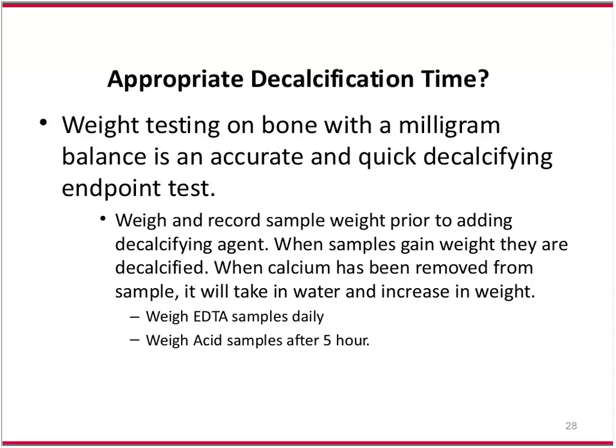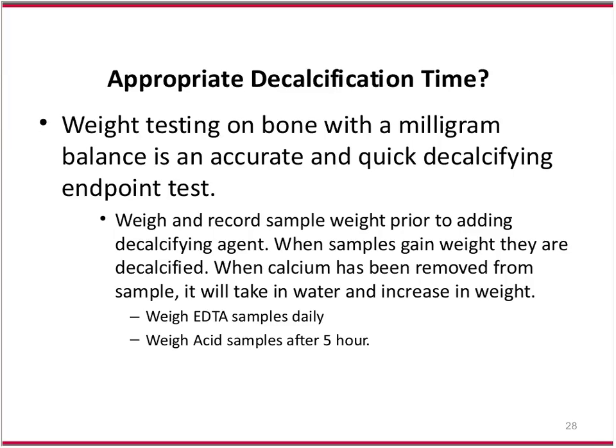There's a weight test that can be done on bone with a milligram balance. This is an accurate and quick decalcifying endpoint test. Weigh and record the sample weight prior to adding a decalcifying agent. So you weigh your sample, and when the sample gains weight, it is decalcified. When calcium has been removed from the sample, it will take in water and increase in weight. Weigh EDTA samples daily and acid samples every 5 hours because they are so much quicker.